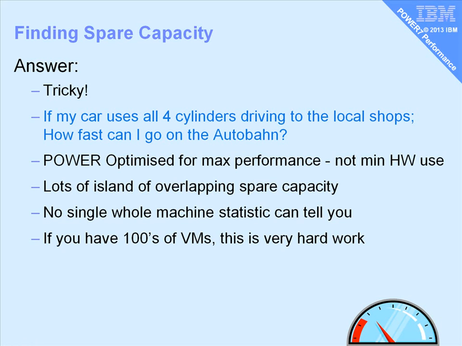Power systems are optimized for maximum performance, making good use of all the resources in the machine, not for minimum hardware use. If we could switch on a minimum hardware use, then we could squeeze all the LPARs down to one end of the machine, and whatever's left would be the spare capacity. But of course we haven't got a mode like that because it would be wasting a lot of resources. We end up with lots of islands of overlapping spare capacity in the machine, and it's very difficult to have a statistic that can work all that out for you. If you have lots or hundreds of virtual machines or logical partitions, this gets increasingly harder to work out.